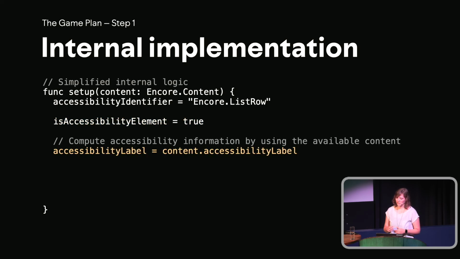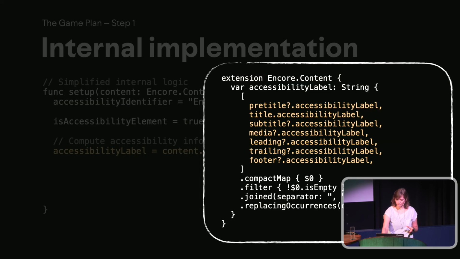The next one is the accessibility label. We ask the content for the computed label for it, and this is how we do it. We just iterate over each slot, ask for the accessibility label for each slot, and then we concatenate the information together with a comma if they're not empty.